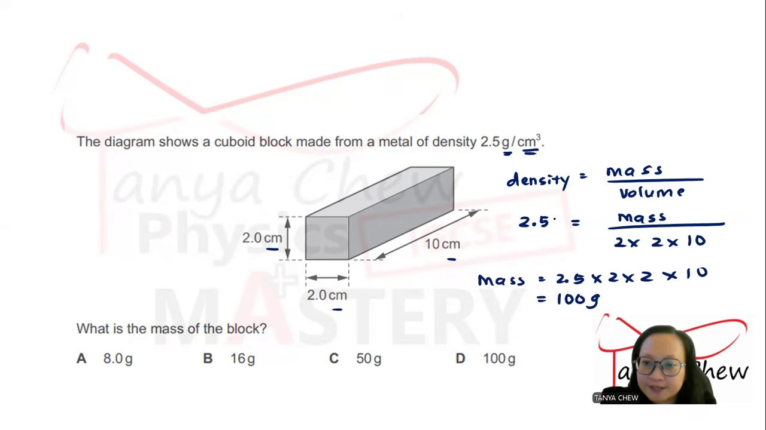right? Check the unit of density. This is gram, this is per cm cube, this is cm cube, right? So the answer is D.